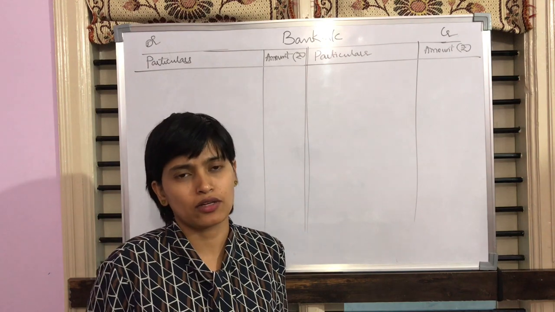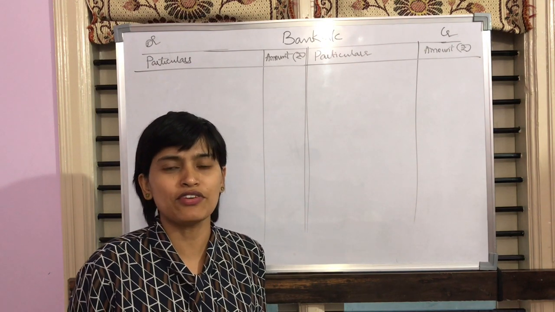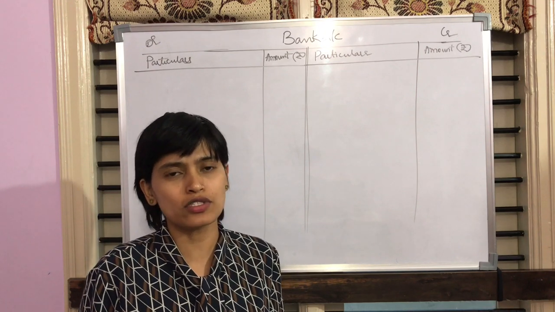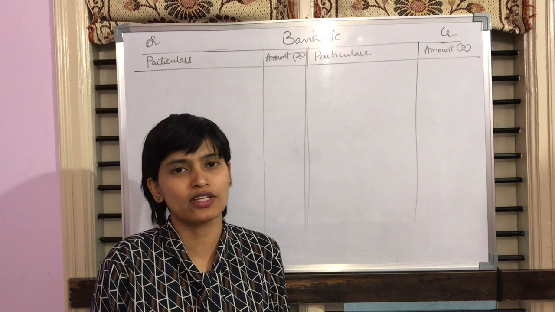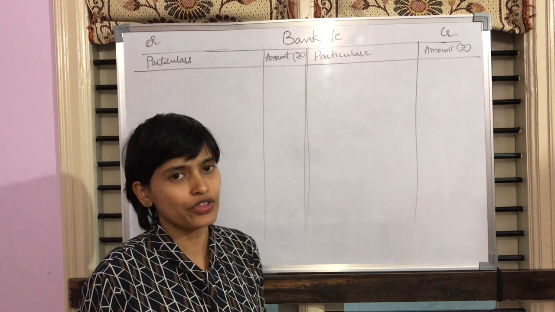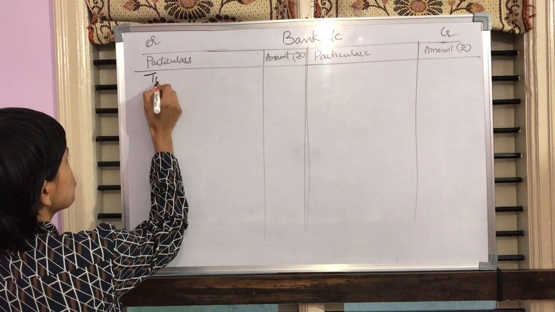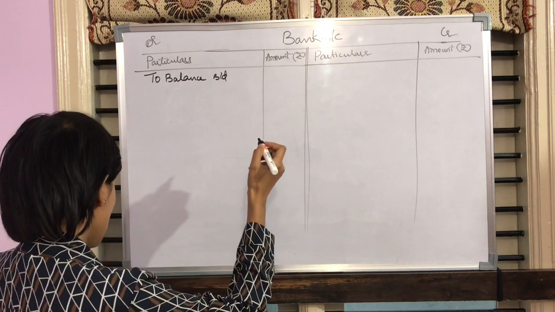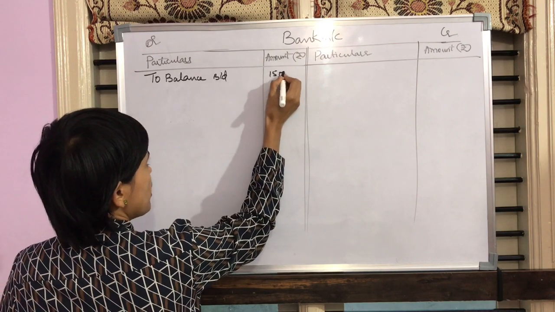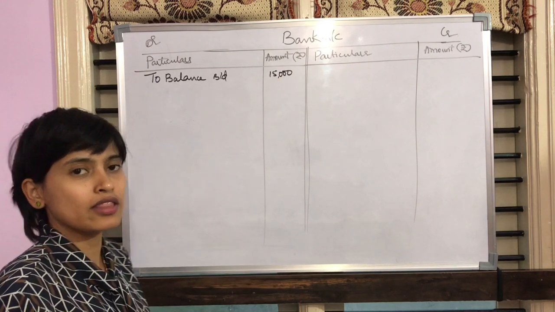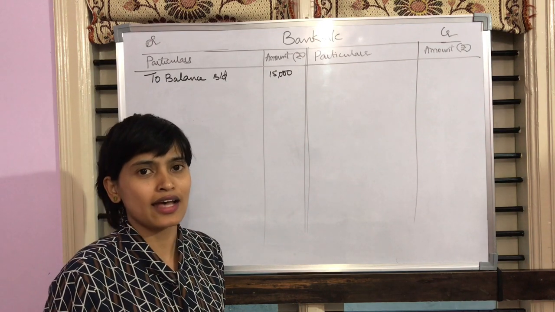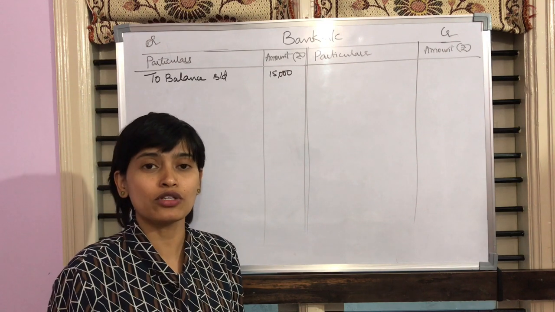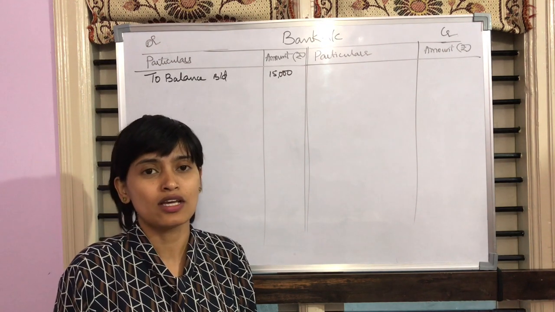Preparation of bank account. The rule is debit the receiver, credit the giver. In order to prepare bank account, first and foremost we need to bring down the balance which is given in the question. So on the debit side, write it as to balance brought down. Amount is rupees 15,000. This information is there in the balance sheet on the asset side as cash at bank.